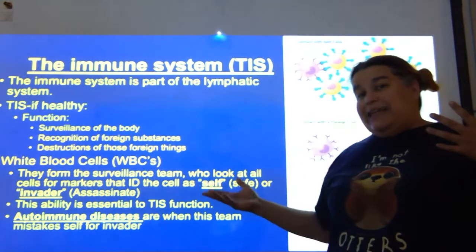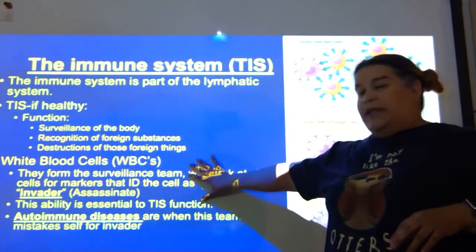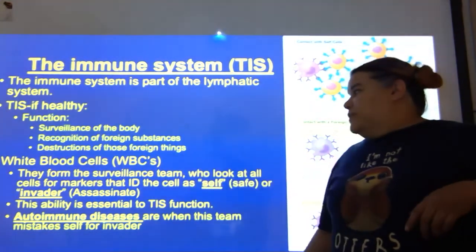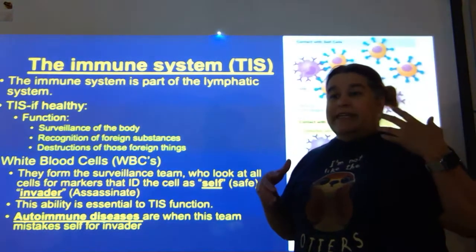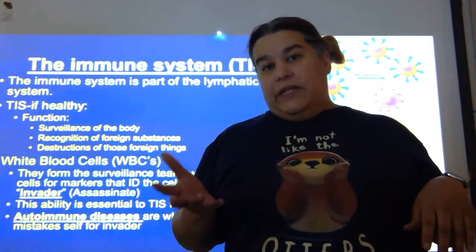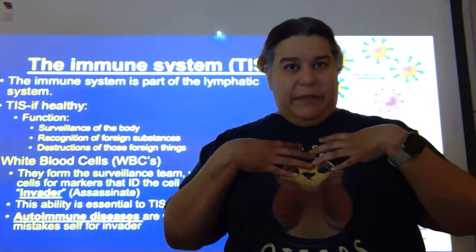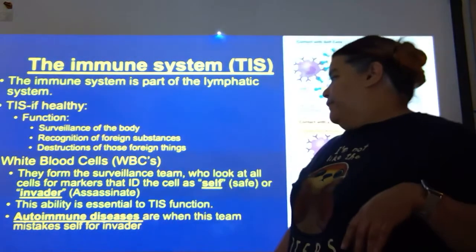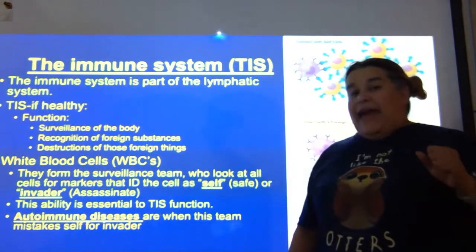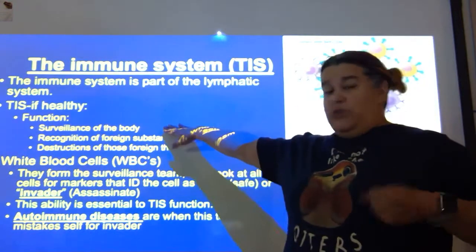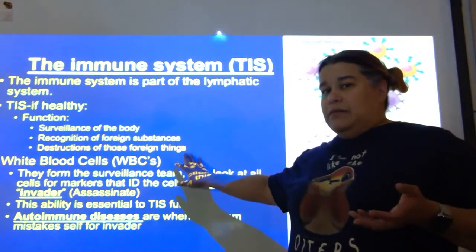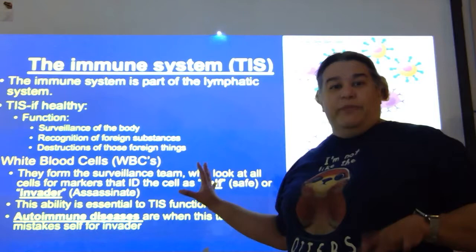Our surveillance team, push comes to shove, is the white blood cells, or the leukocytes. Leuko means white, cytes mean cells. They form the surveillance team, and they examine cells in the body as they're floating around. And they can either identify the cells as being a self cell, it belongs in the body, it's supposed to be there, or as an invader, in which case it flips the switch to get them to try and kill it. That ability to surveil, observe, and recognize and kill is essential for your immune system to work.